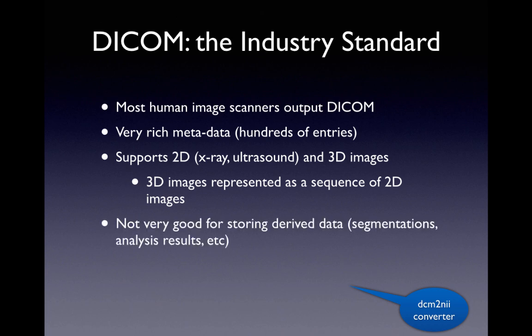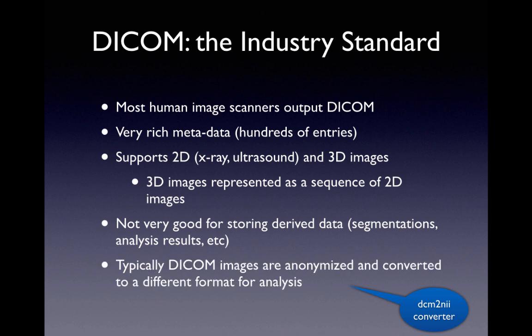DICOM is also not very good for storing what I call derived data, basically segmentations and analysis results. If you go through and segment several structures in your image and you want to save that as an image, saving it in a DICOM format is pretty complicated. Or if you get some kind of a probability map, let's say an activation probability map from a functional MRI analysis, again, storing that in DICOM is very uncommon. So DICOM is kind of a standard for input from the scanner, but in the analysis pipelines, it's seldom used. Typically, we'll take DICOM images, anonymize them, and then convert them to a different format for analysis.